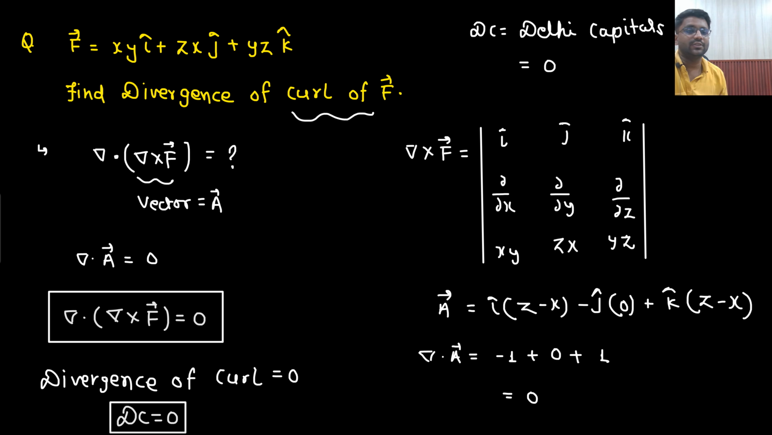DC equals to 0. So divergence of curl will always come out to be 0, no matter whichever function you take. Any random function you take, any random vector field you take, and always you calculate, divergence of curl will always come out to be 0.